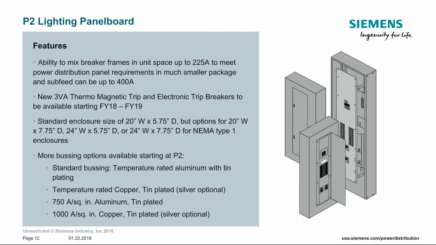Also, to emphasize more of the flexibility, we have more busing options available starting at these P2 panel boards. So these include our standard busing, which is temperature rated aluminum with tin plating, but we also have temperature rated copper, which is standardly tin plated, but we also have silver plating optional, or we can bump it up to 750 amps per square inch aluminum, tin plated, or even all the way up to 1000 amps per square inch copper, standardly tin plated, but we have silver plating optional here as well.